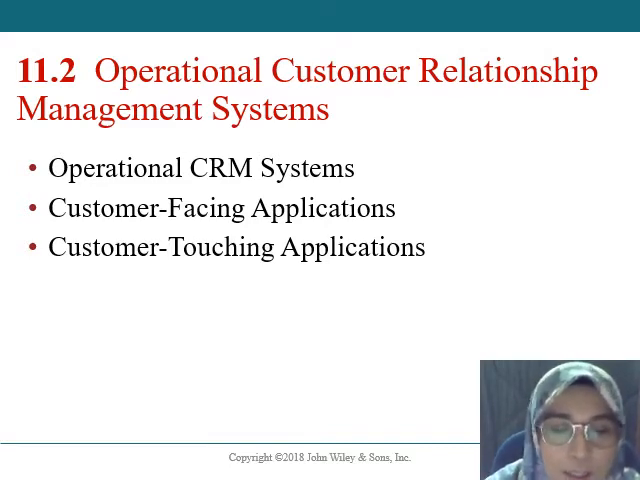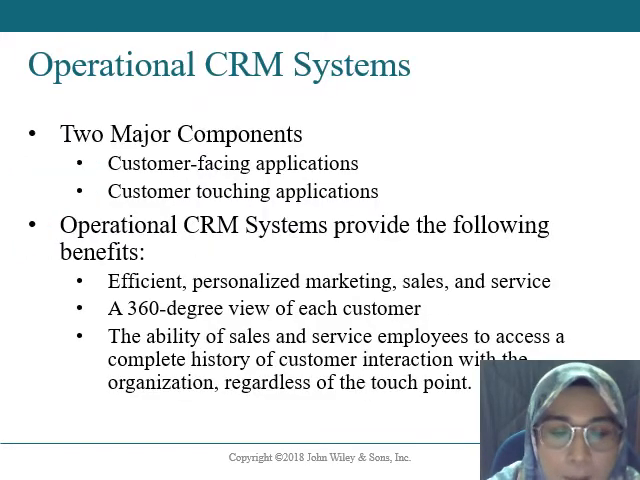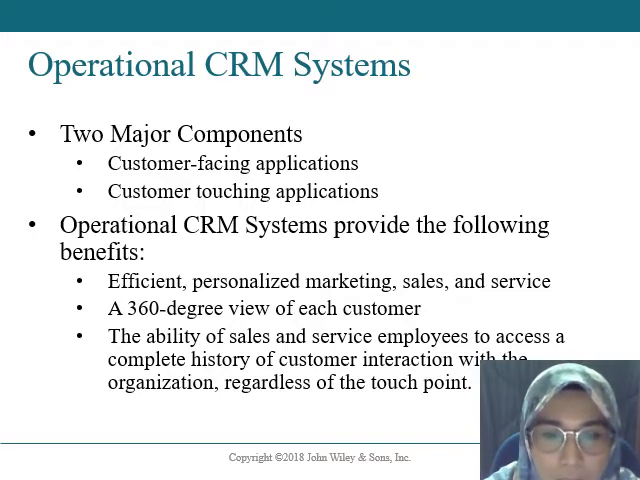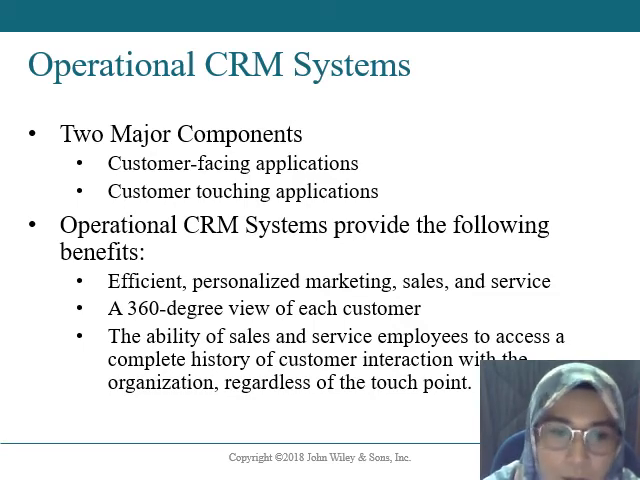Okay, that is one of the operational customer relationship management. So there are two major components of the operational components for the CRM. One is customer facing application, another one is customer touching application. So I have given the briefing about what is customer facing application and also what is customer touching application. So you must remember in the operational CRM system we have two major components, one customer facing, one customer touching application.